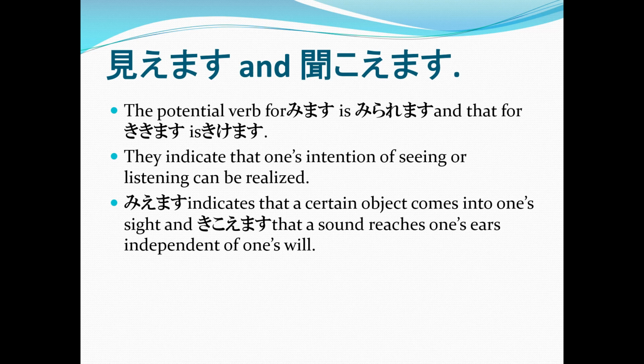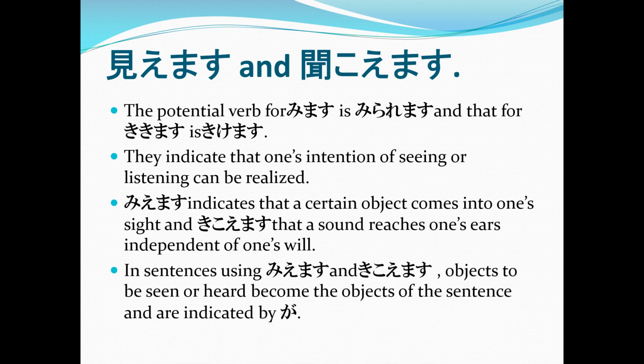Now, when we use kikoemasu, we hear or heard something, regardless if we want to hear it or we don't want to hear it. Wherein miemasu transformed into miraremasu and kikimasu transformed into kikemasu, meaning we intend to see or hear something. While in miemasu and kikoemasu, regardless of our will, it does come into view or we hear it.